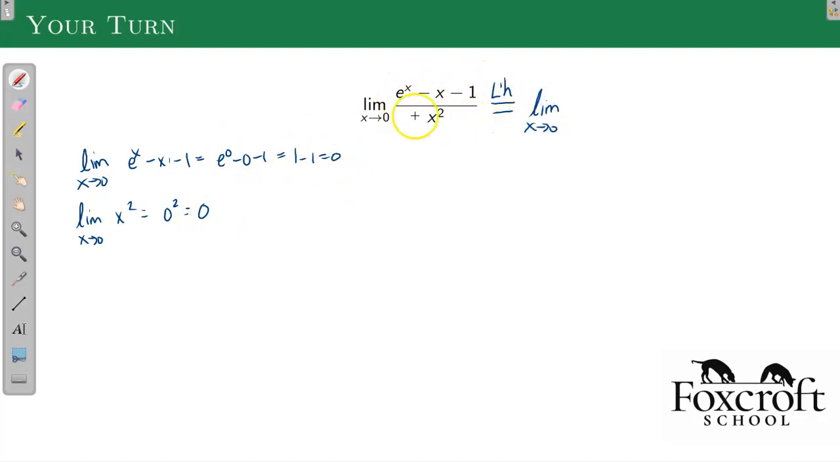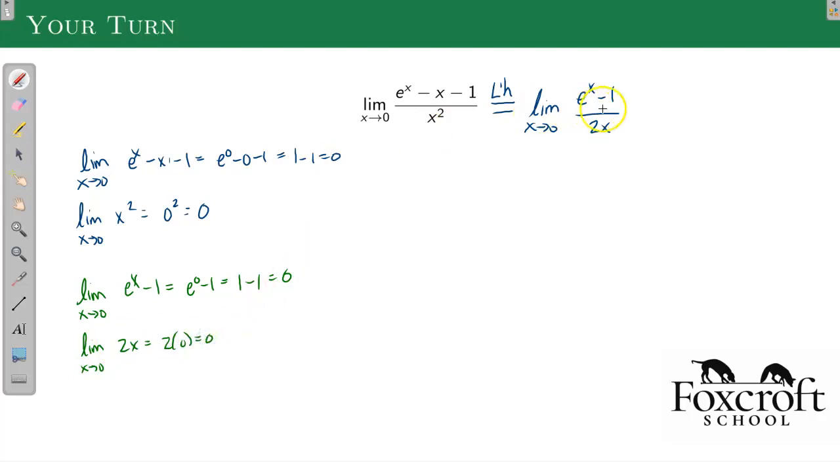On the top, we take our derivative, we get e to the x minus 1 over 2x. All right, now we check again. Before I write down anything, I just do it in my head, and it seems like I'm going to get 0 over 0, so I'm going to write it out again. If you do have to do it multiple times, that's fine. I do get 0 on the top. On the bottom, this one's the more obvious one, it's 0, because you're just putting in 0. So I do get 0 over 0 again, which means I'm going to do L'Hopital's rule again.